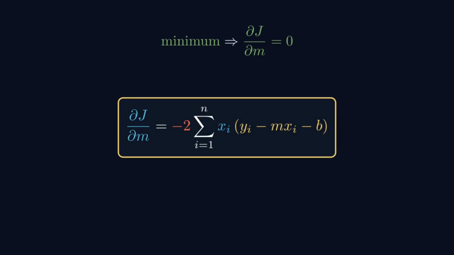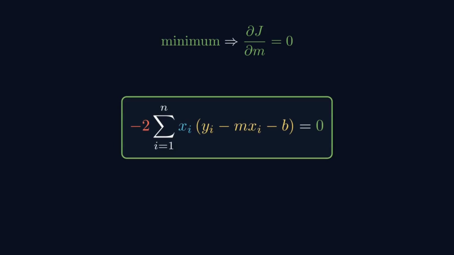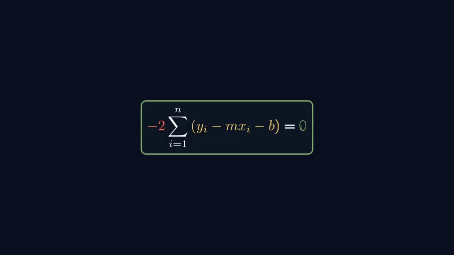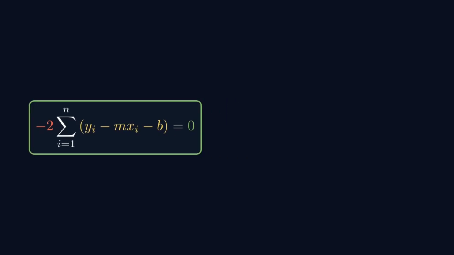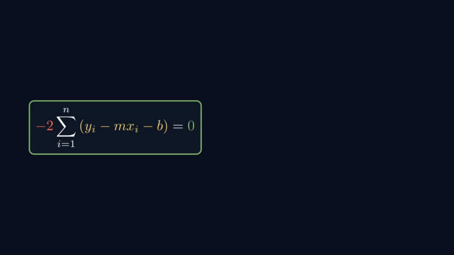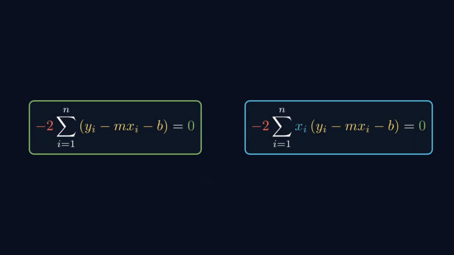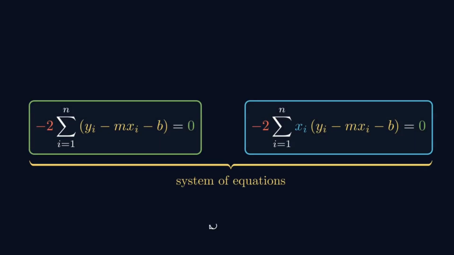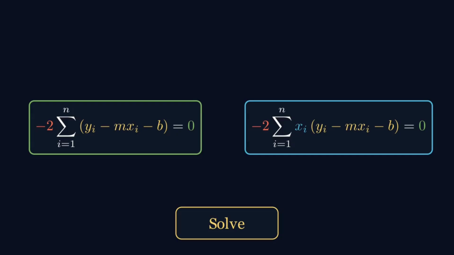At the bottom of the bowl, the surface becomes flat, so once again, we set the derivative equal to 0. Now we have something beautiful. Not one equation, but two. One coming from b and one coming from m. Two constraints, two unknowns, and hidden inside these equations is the best line. All right, we've done the hard part. Two derivatives, two equations, and hidden inside them, the best possible line.